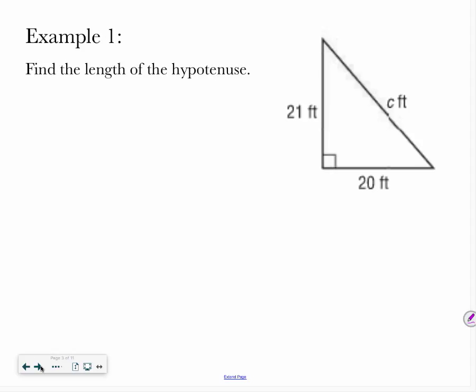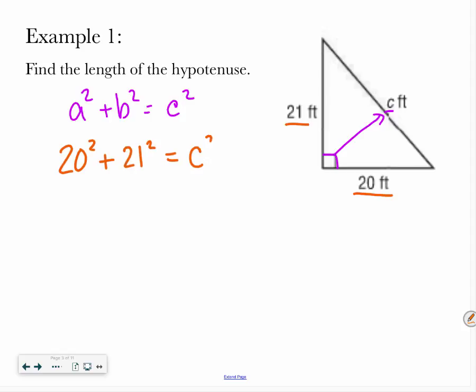So we want to find the length of our hypotenuse. I have my right angle here, and my hypotenuse is going to be opposite from my right angle, and you can see I'm using the letter C to represent that. My Pythagorean theorem was A squared plus B squared equals C squared. So my A squared is my shortest side, 20 squared, plus B squared, the middle length, 21 squared, equals C squared. 20 squared is 400, plus 21 squared is 441, equals C squared. We don't know what that C value is. So 400 plus 441 gives me 841 equals C squared.